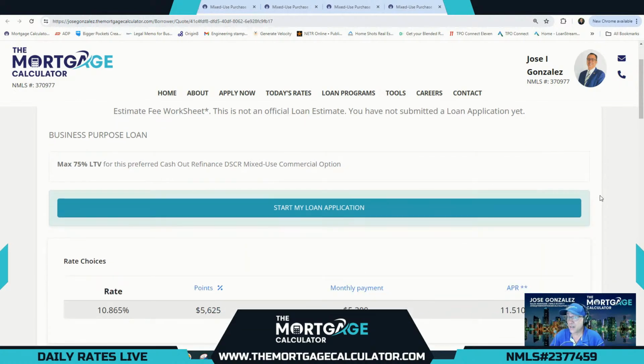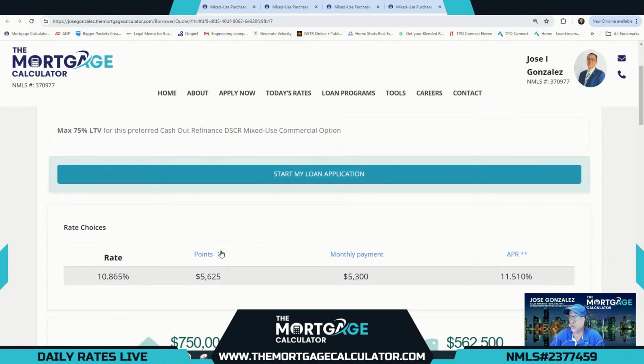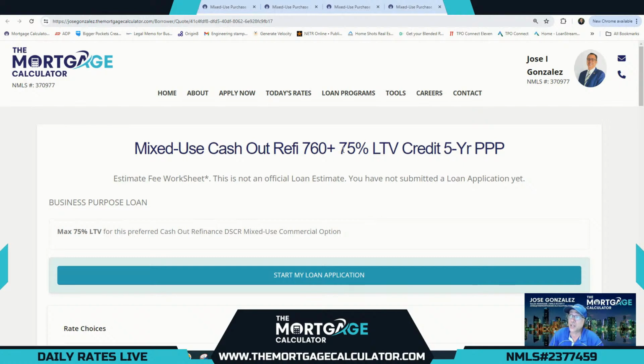And then our last option here is our mixed use option for the commercial deal. Sorry, too many options here. This is the commercial option, but this is so you can see that we can go up to 75% LTV on the cash out on the commercial option, whereas our maximum LTV on the preferred option, the hybrid option, is 70% on a cash out. This option goes to 75% on a cash out, all the way down to 650 credit score as well.